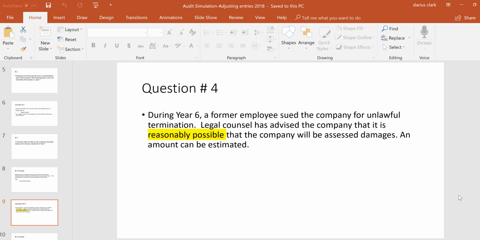Number 4, during year 6, a former employee sued the company for unlawful termination. Legal counsel has advised the company that it is reasonably possible that the company will be assessed damages. That means they're going to lose. The company's going to lose and have to pay this former employee. An amount can be estimated.